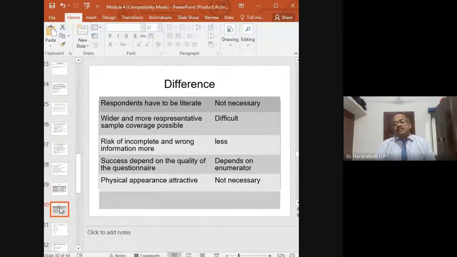But that is not very important or necessary in a schedule, because everything is asked by the enumerator and it is filled. So these are the differences in questionnaire and schedule.